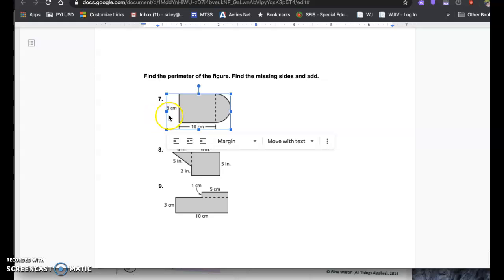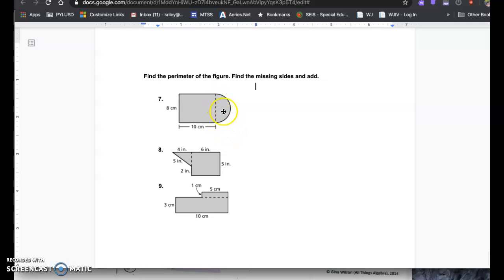So you're going to take 8, which is the diameter of your circle. You're going to multiply that by 3.14, and that would give you the circumference of the whole circle. But because you only have half of a circle, you're then going to divide it by 2.